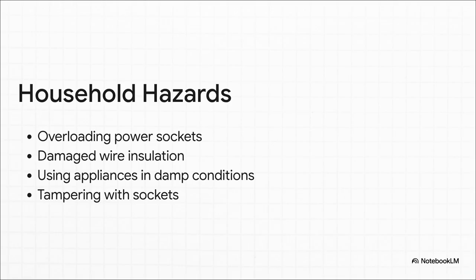Here are 4 of the big ones you really need to watch out for. Overloading sockets, plugging too many high-powered things into one extension cord, can cause overheating and even fires. Frayed or damaged wires can expose the live electrical part, which is a huge shock hazard. Using anything electric in wet or damp conditions, like the bathroom, is a big no-no because water conducts electricity. And, of course, never ever tamper with sockets.